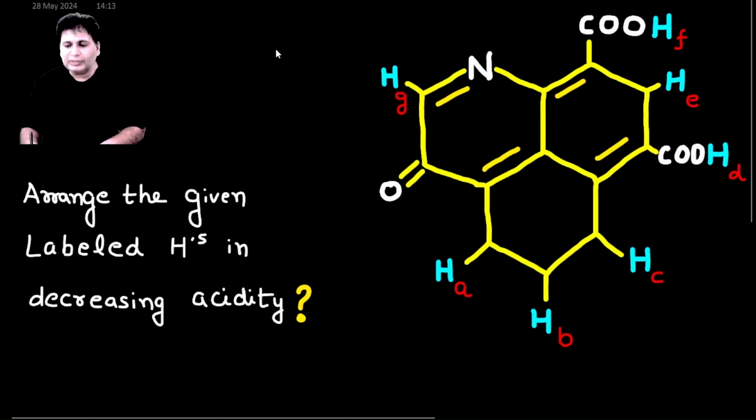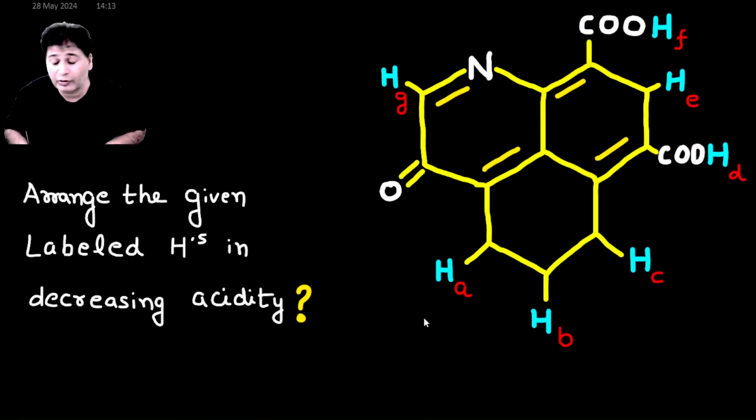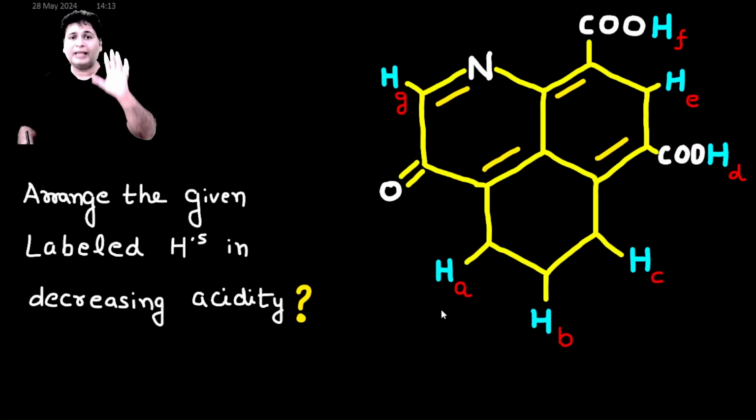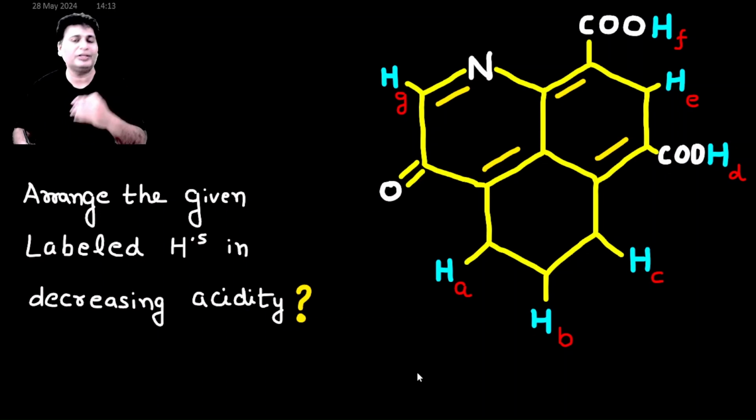So students, as you can see, you have a compound in front of you on the right hand side of your screen, and you have altogether 7 hydrogens which are marked as A, B, C, D, E, F and G, and you have to think about their acidities individually, and then you have to arrange the hydrogens as per their decreasing strength of acidity.